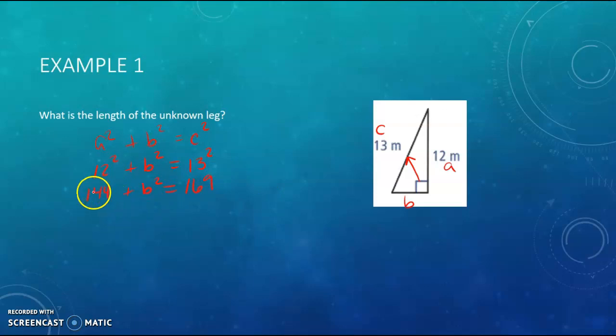From here, we want to get b by itself. So to get b by itself, I have to start by subtracting 144 from both sides. Then b squared equals 169 minus 144, which is 25. And then our last step, because I want b, not just b squared, I'm going to square root both sides. And so b will equal 5, because that's the square root of 25.